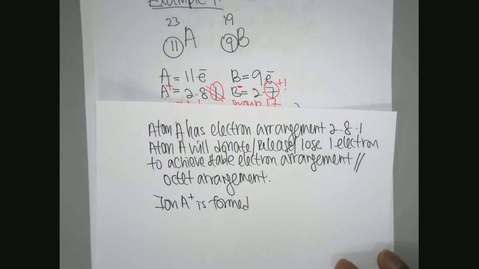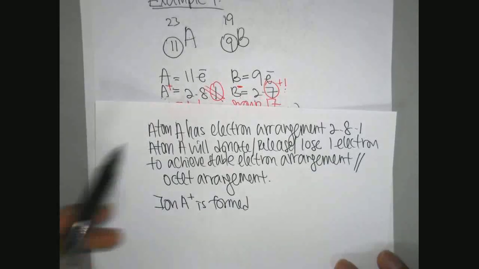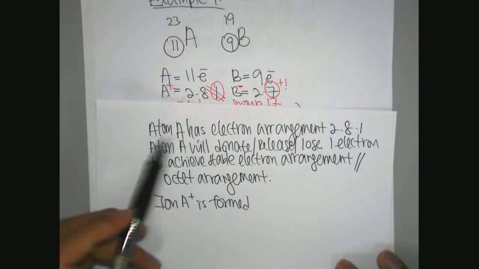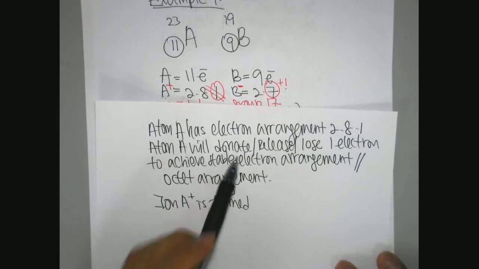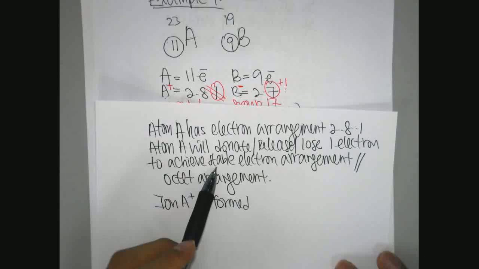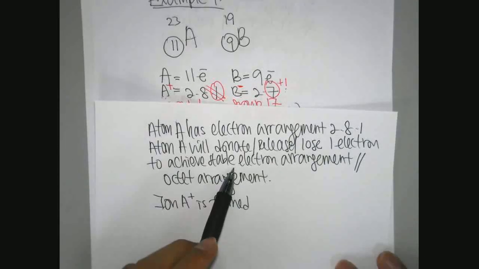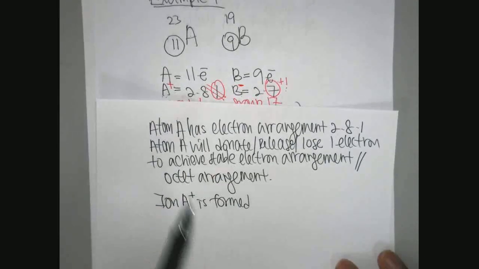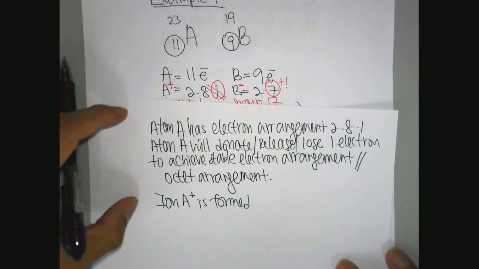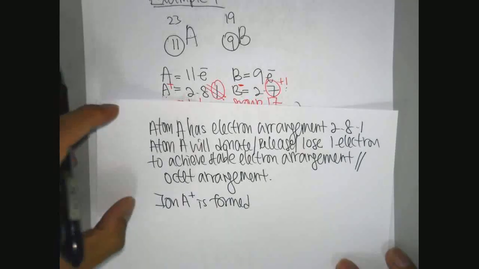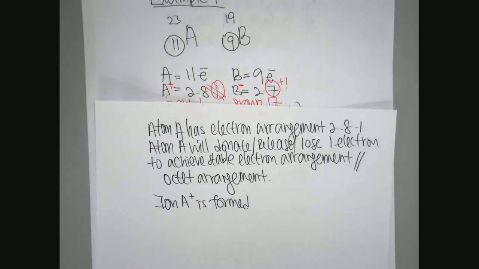This is how you introduce your prince. My prince is atom A. Because it has 2,8,1, it will donate 1 electron. Why? Because it wants to be stable. So after donating 1 electron, what happened? A will become A plus. Alright, so we use exactly the same format, the same template, to go for the B.